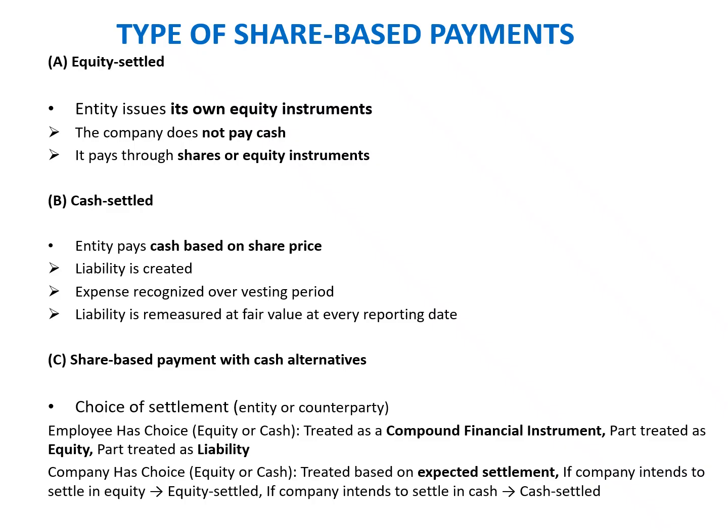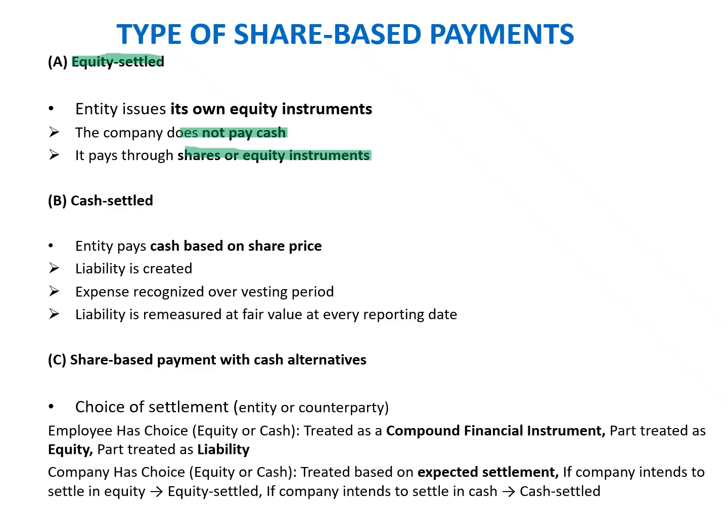Okay, now we'll talk about the types of share-based payment. Typically there are three types of share-based payment. One is equity settled, when we are issuing equity in lieu of the transaction. So basically the entity issues its own equity instruments. The company does not pay cash. It pays through shares or equity instruments.